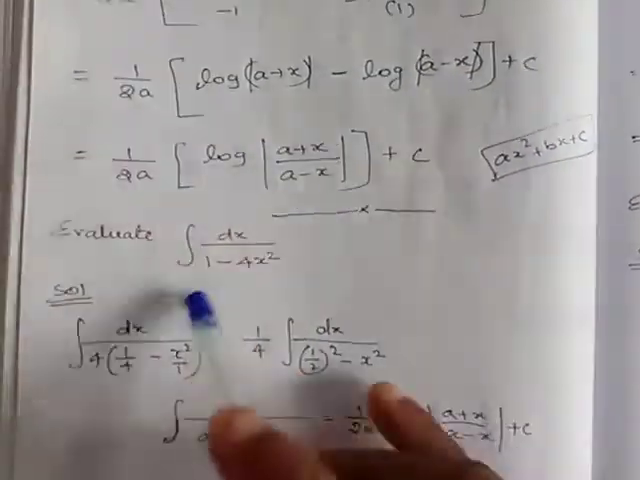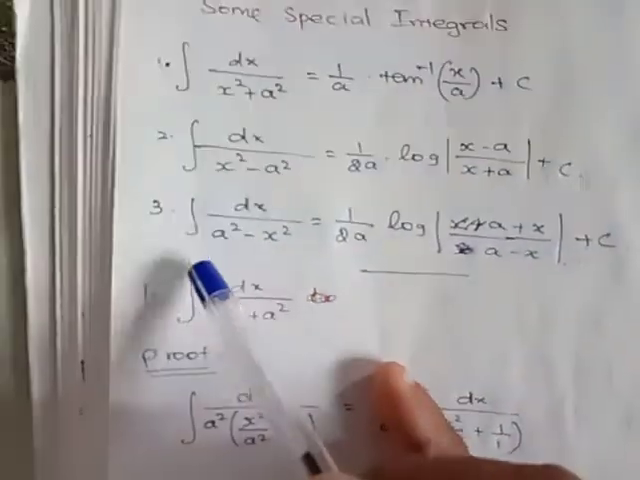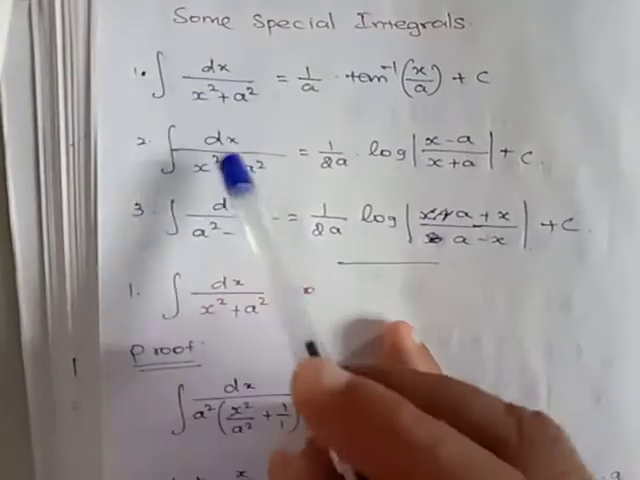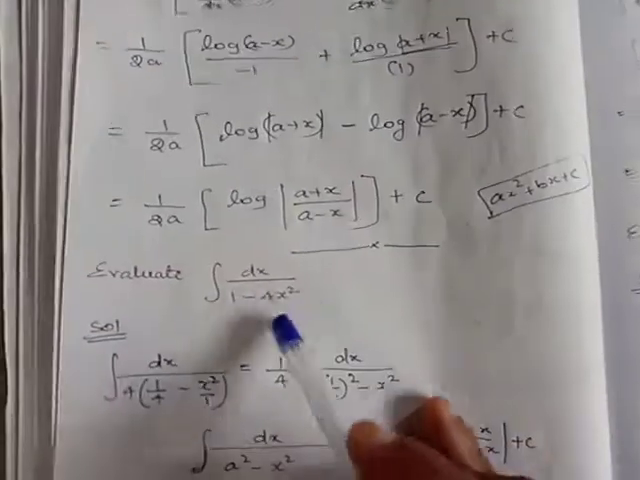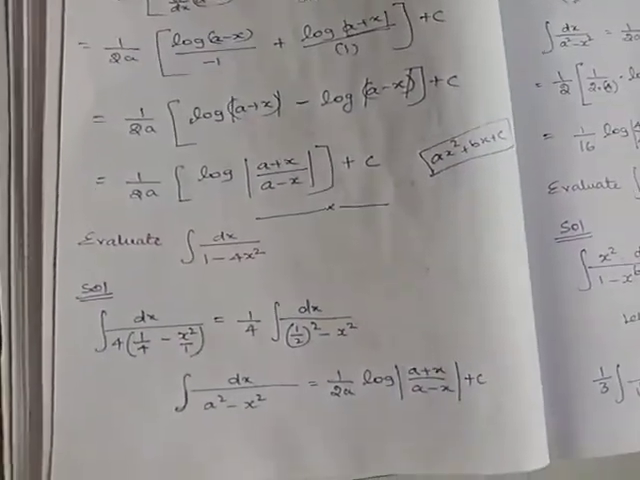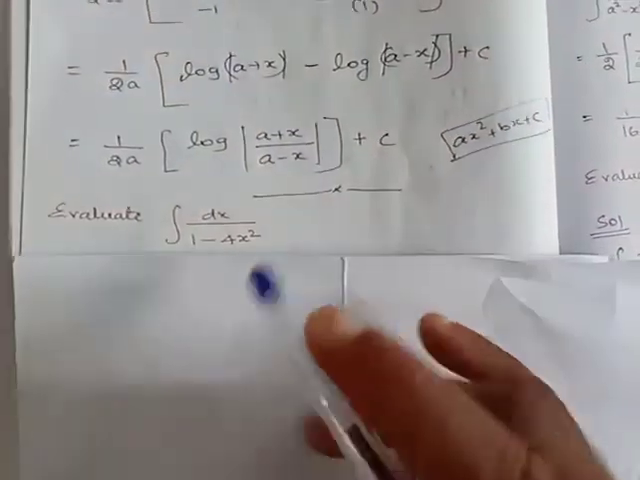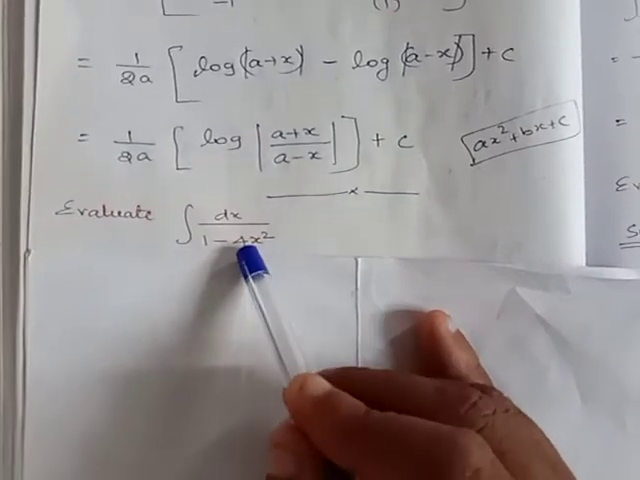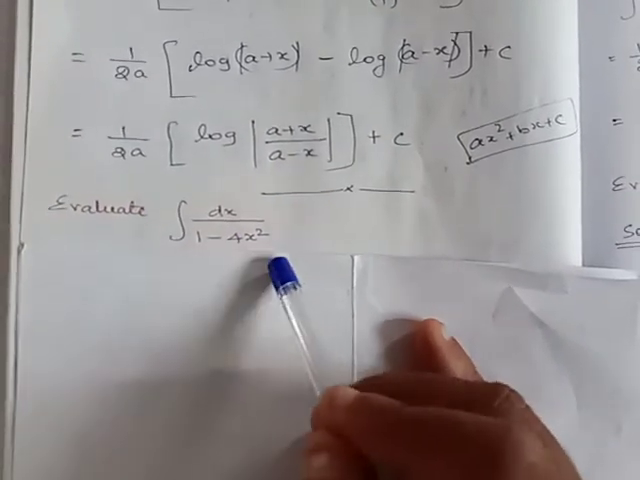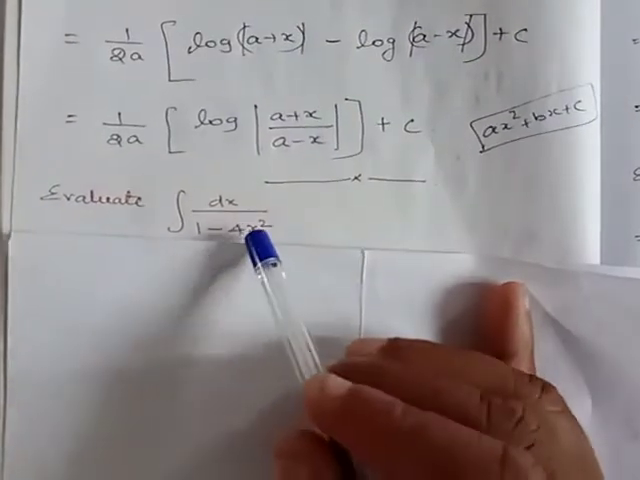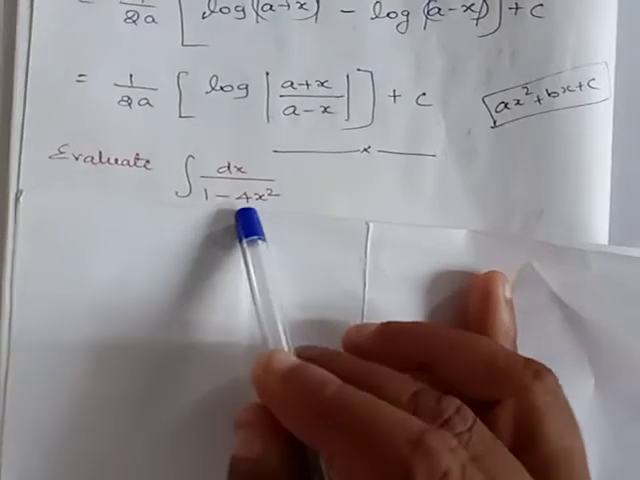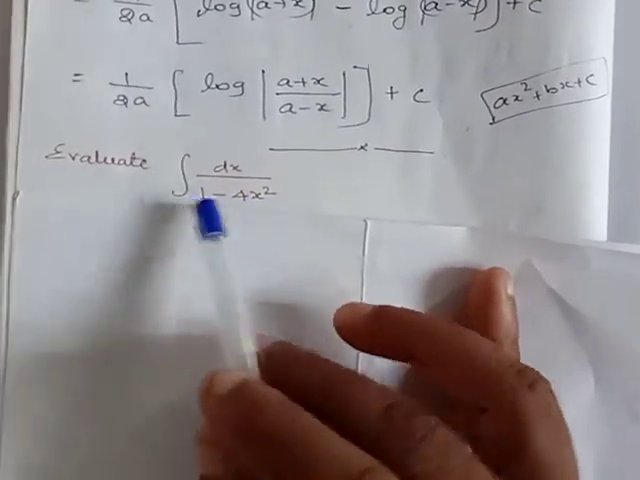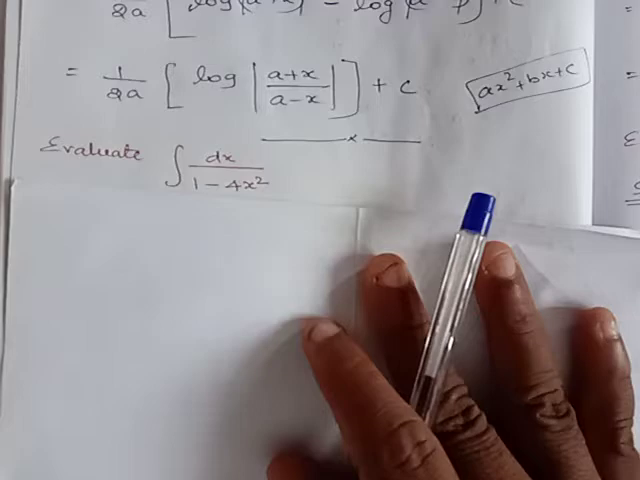But if you observe one more thing here, in all the three formulas the coefficient of x square is 1, but here the coefficient of x square is 4. So what we need to do is make this coefficient of x square as 1 and then we can proceed with the formula. In order to make this coefficient of x square as 1, we can take 4 as common in the denominator, then the coefficient of x square will be 1.